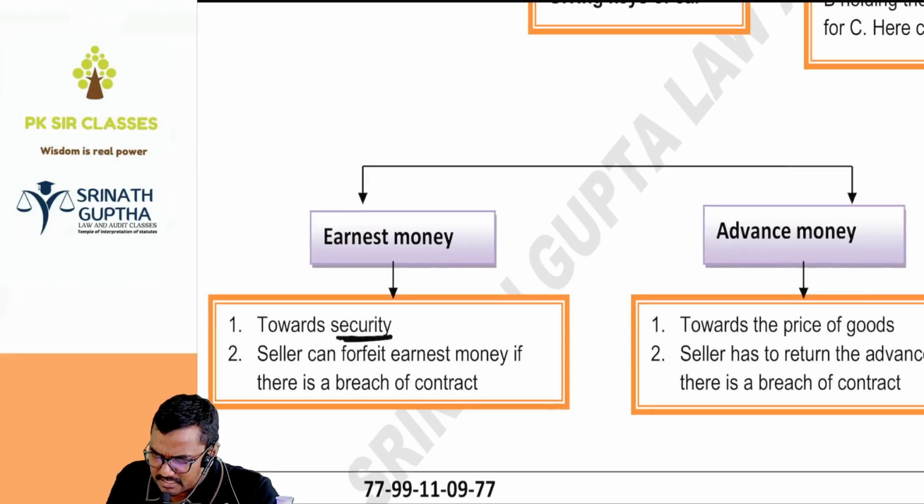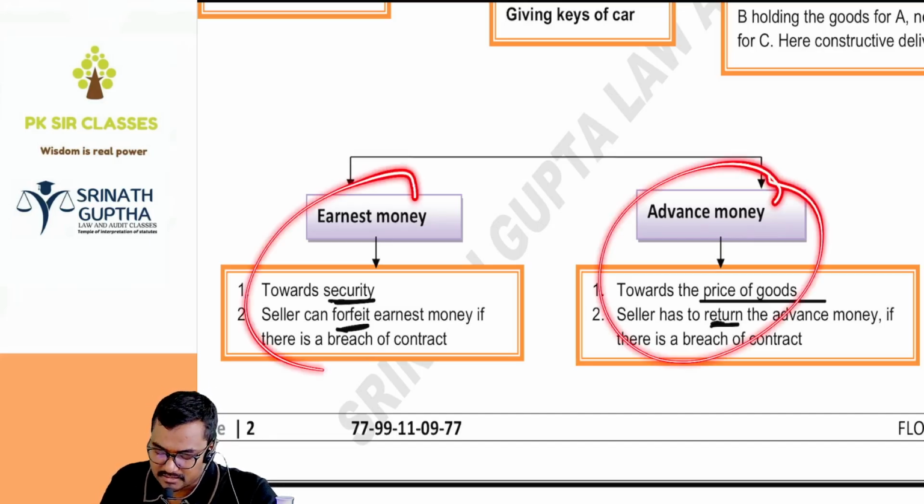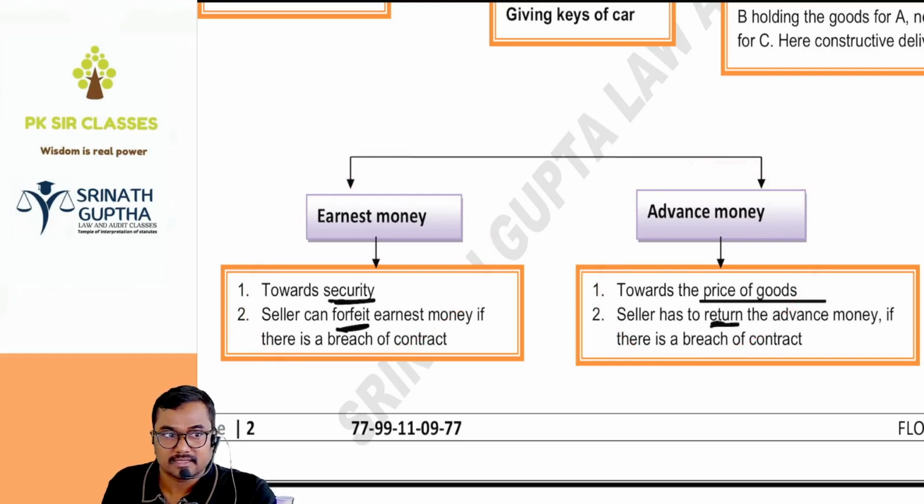Earnest money is given as security. Advance is given towards the price of the goods. If the contract becomes void, earnest money will be forfeited, while the advance will be returned. This is towards the price of the goods; this is not towards the price of the goods. This is for not selling it to someone else.